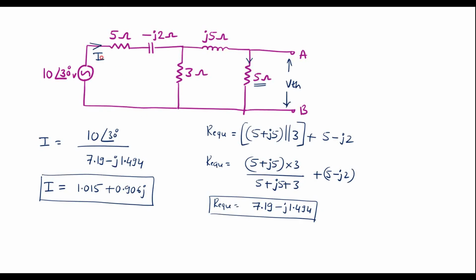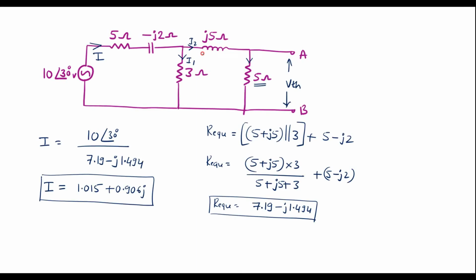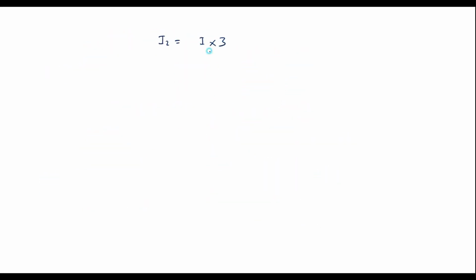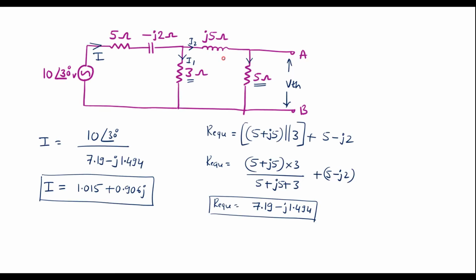As we see here, the current I will divide, part of the current will flow here and part of the current will flow here. Let me calculate I2. Therefore, I2 is equal to the total current I into the opposite resistor. Here I2 flows through J5 and 5. The opposite resistor is 3. This is the current division rule, into 3 divided by the sum of these two, that is 5 plus J5 plus 3, that is 8 plus J5.